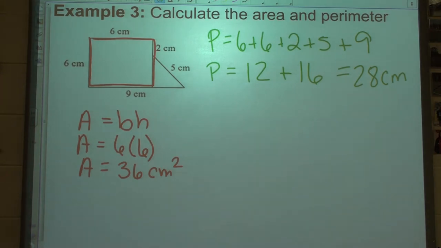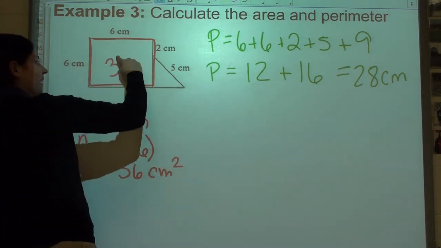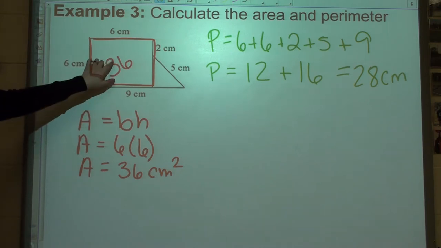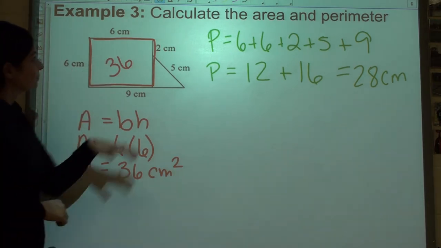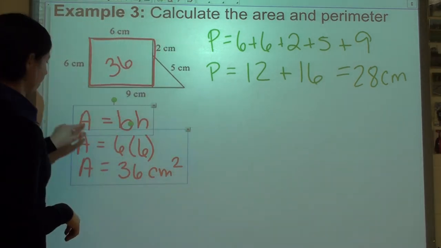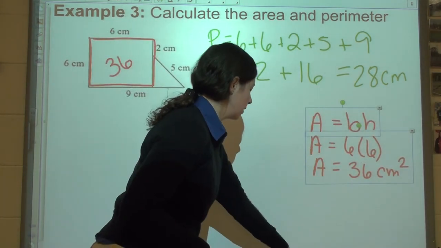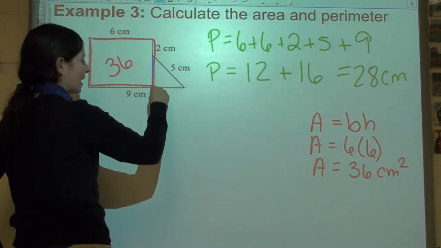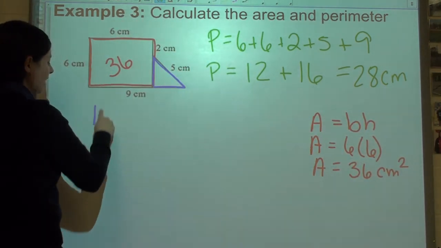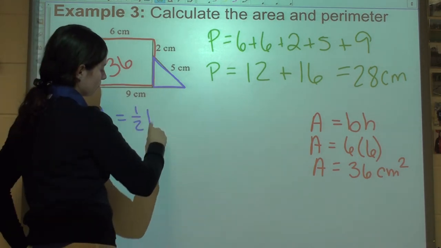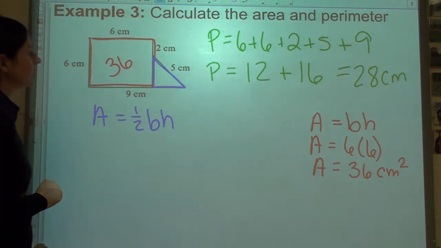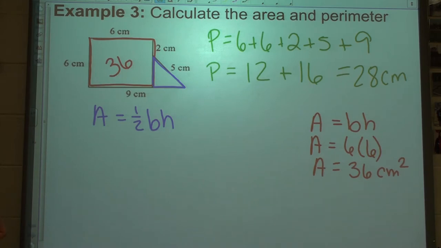One thing that I really like that students do is they'll write the area in here, so they remember that this one has an area of 36. Alright, so we're going to move that over there. Now for the triangle. Again, we're doing 1/2 base times height, but we don't know the base or the height. So we're going to have to figure them out.